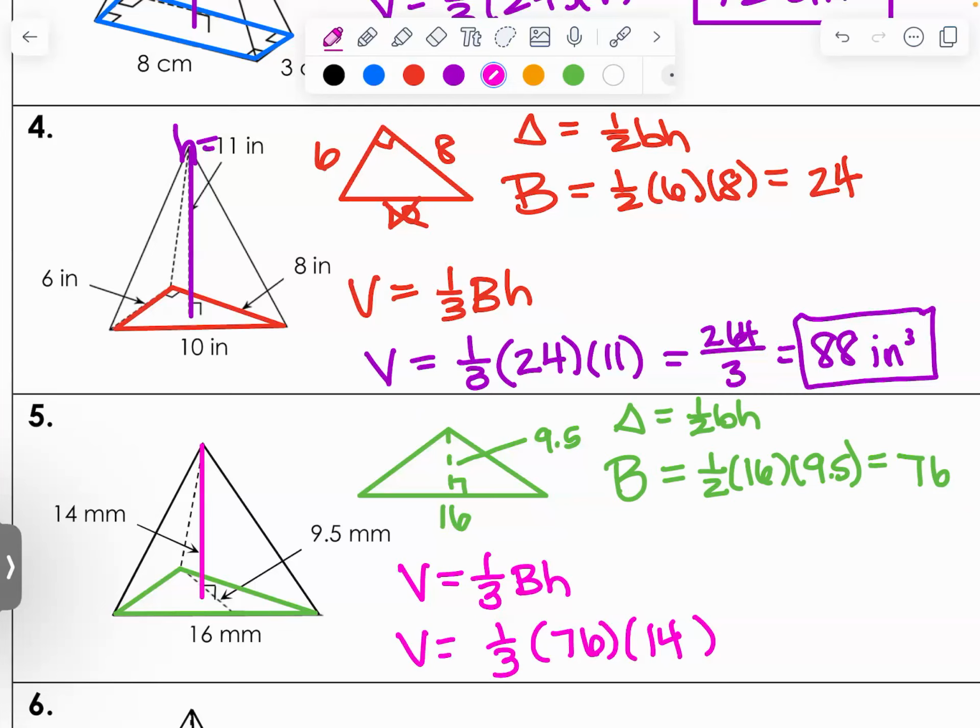Well, what did you get? 354.66666666. Okay, so if we have this, then we would round it to what? We would round it to 354.7. But I'm just gonna keep it 354.6.